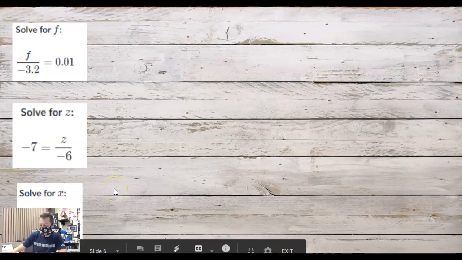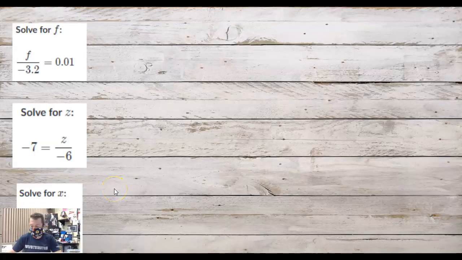All right, so we've got some AO help going on right here. I should have pulled up my other slides so that it actually looks like the help page. But the first problem we're going to solve is that top one, f divided by negative 3.2 equals 100th.